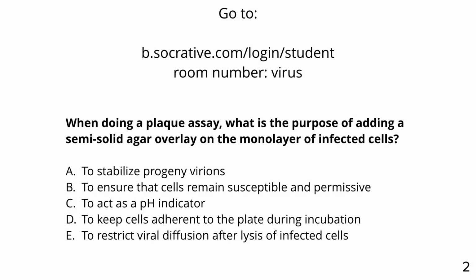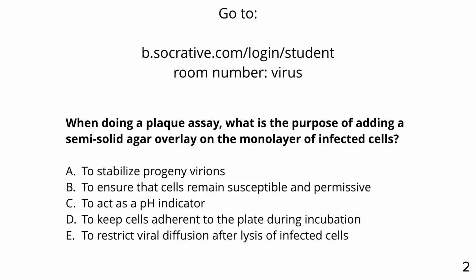All right, our next question is, when doing a plaque assay, what's the purpose of adding a semi-solid agar overlay to the monolayer of infected cells? To stabilize progeny virions, to ensure that the cells remain susceptible and permissive, to act as a pH indicator, to keep cells adherent to the plate during incubation, to restrict viral diffusion after lysis of infected cells. All right, let's see. Most of you got E, to restrict viral diffusion.